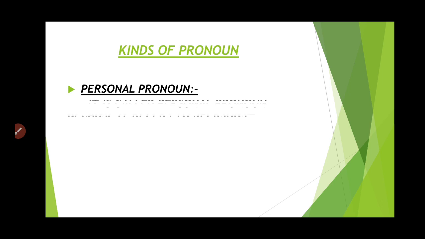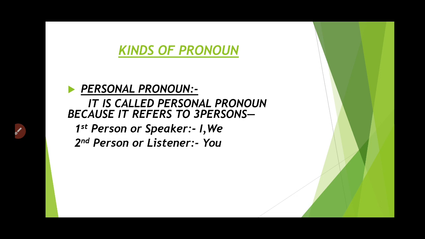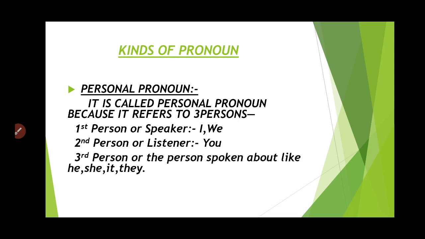What is personal pronoun? Let us go and check it out. It is called personal pronoun because it refers to three persons. Why? Because it refers to three persons. Now, who are these persons? Number 1 is the first person or speaker. Second person or listener. And last, number 3 is the third person or the person spoken about.